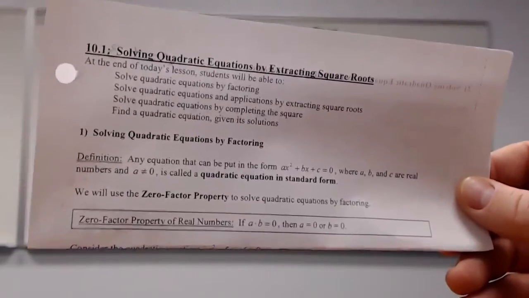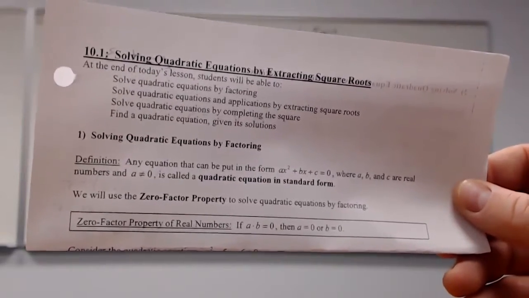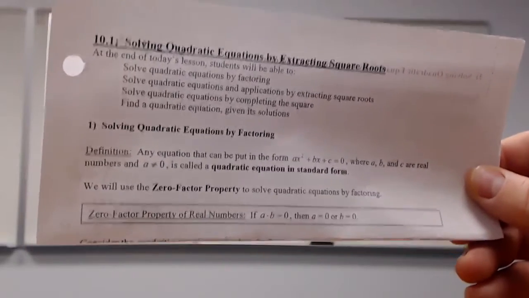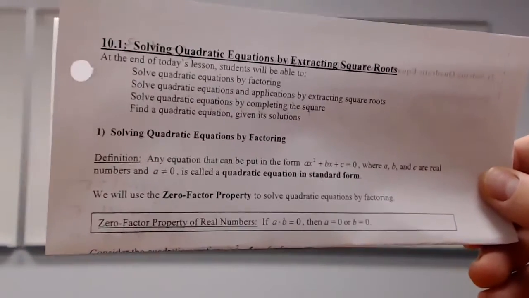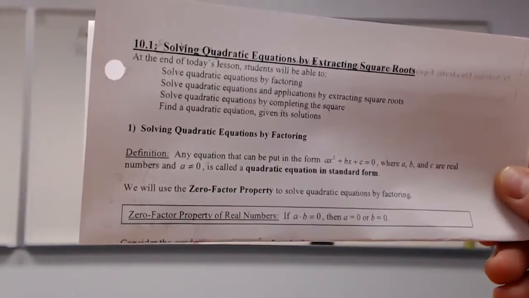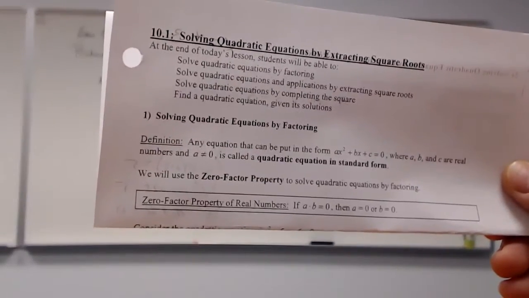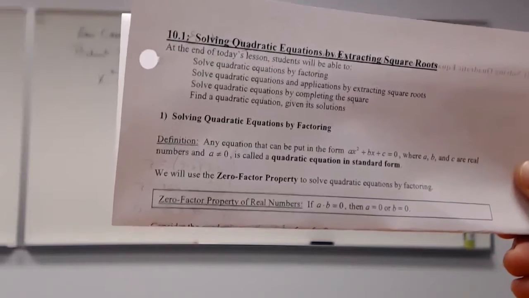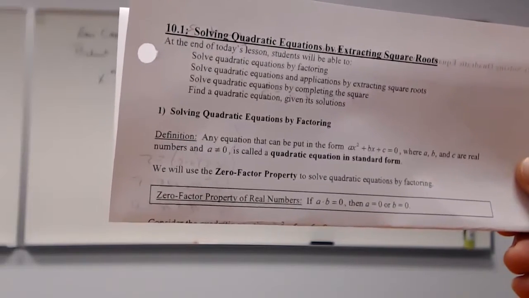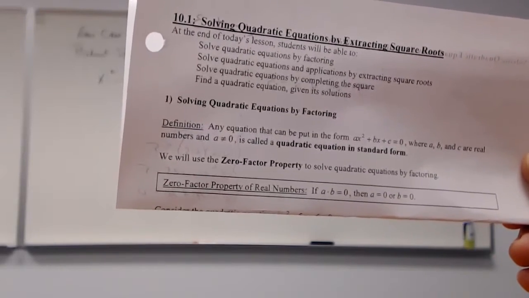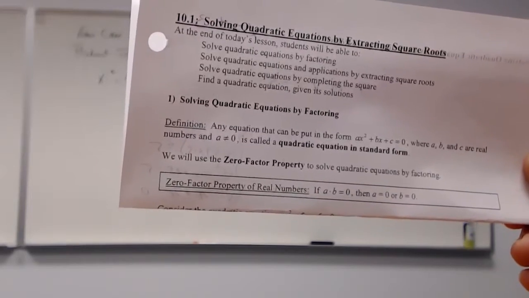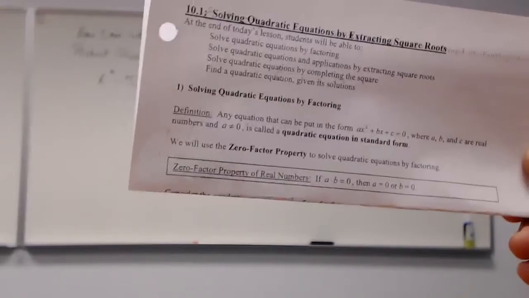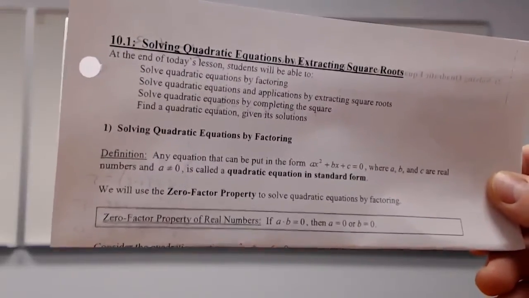But first thing I wanted to talk to you about was this: by the end of the day, you'll be able to solve quadratic equations by factoring, be able to apply them and extract square roots. You'll be able to solve quadratic equations by completing the square, and also find a quadratic equation given its solution. So we'll pretty much only focus on the first two for today. The second two will come next lesson, next class. So sorry if that's not all perfectly centered.